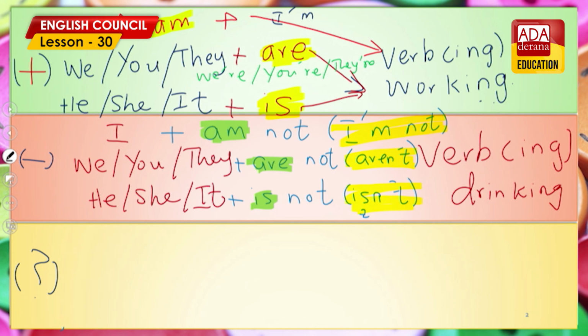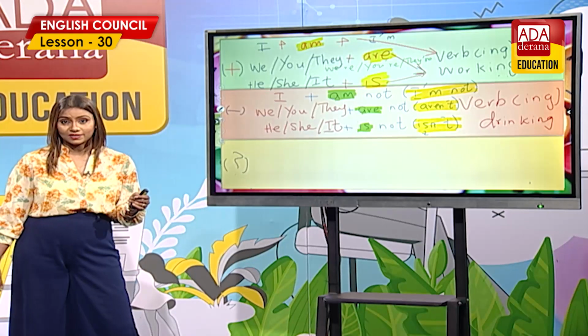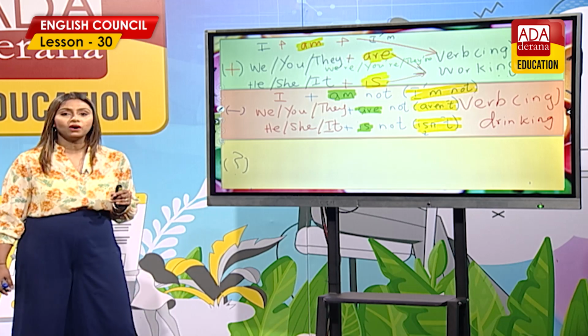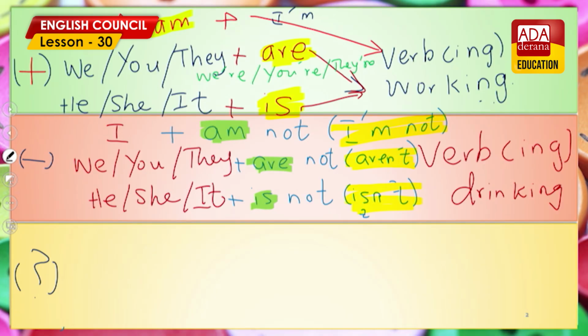Okay, the verb is dance. Right, look at the screen, the green box and the red box both, right? Okay, 1, 2, 3. I am dancing, we are dancing, you are dancing, they are dancing, he is dancing, she is dancing, it is dancing. Negative, red box. I'm not dancing, we aren't dancing, you aren't dancing, they aren't dancing, he isn't dancing, she isn't dancing, it isn't dancing.